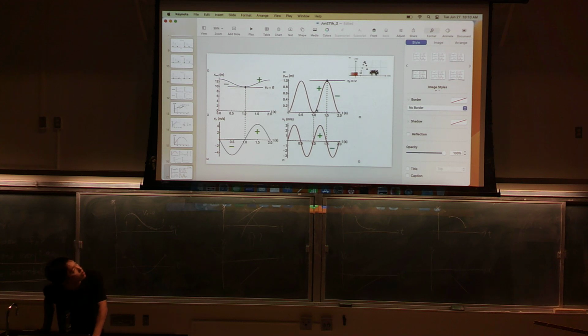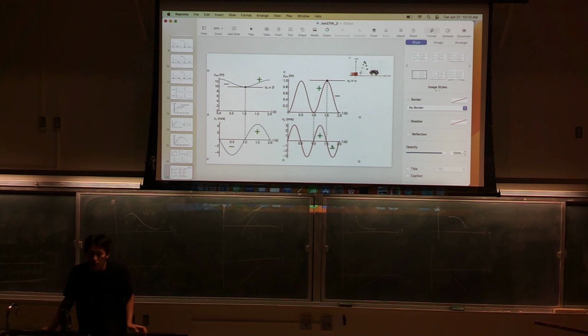And if the Y position is increasing, you should have a positive value for Vy. And if the Y position is decreasing, you should have a negative value for Vy. Any question?